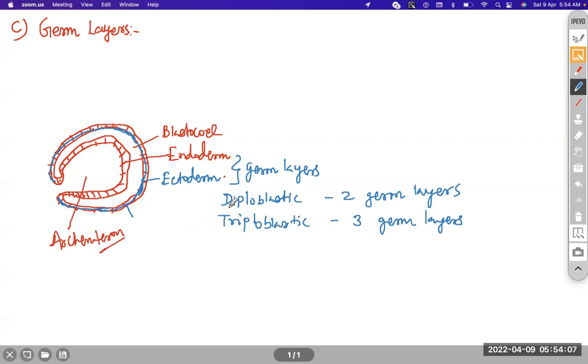तो रेस्ट ऑफ द एनिमल्स वो ट्रिप्लोब्लास्टिक है, इन दो फाइला को छोड़ के. कौन सा? सिलेंट्रेटा यानी निडेरिया एंड टिनोफोरा, इनको छोड़ के. They are triploblastic. These animals, from platyhelminthes to mammals, are triploblastic, and they are made up of three germ layers: ectoderm, endoderm, and mesoderm.